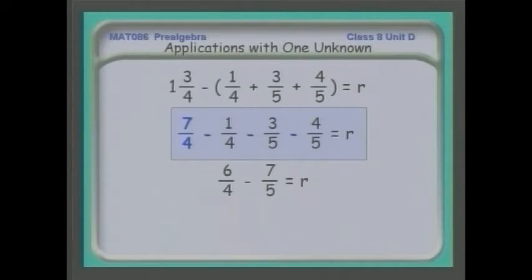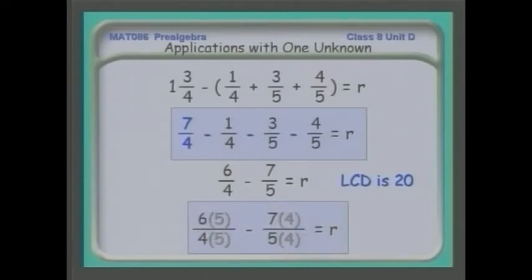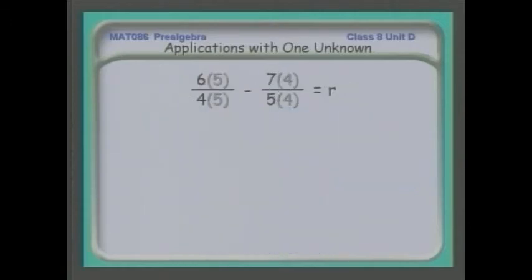7/4 minus 1/4 is 6/4. Then minus 3/5 and 4/5 is minus 7/5. I've reduced this as much as I can without having to deal with finding a common denominator. I note that the least common denominator here is 20. I change the 6/4 and then I change the 7/5 in order to get 20 as a denominator.